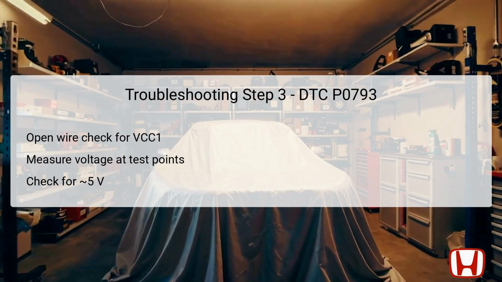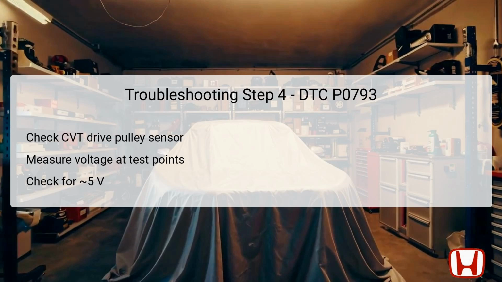If the voltage is confirmed, this indicates that the VCC1 wire is functional, allowing you to proceed to explore further steps. If your measurement shows no voltage, this could signify an open circuit in the VCC1 wire that leads between the CVT drive pulley speed sensor and the TCM. In this case, repair efforts should be focused on identifying and fixing this break in continuity to restore proper sensor functionality.